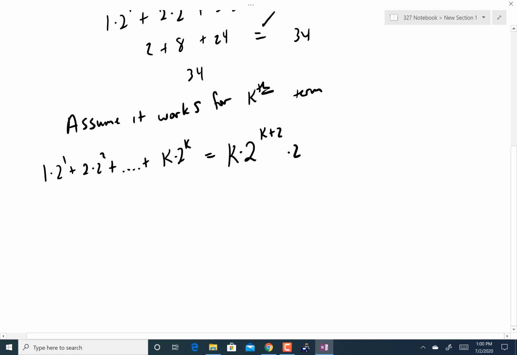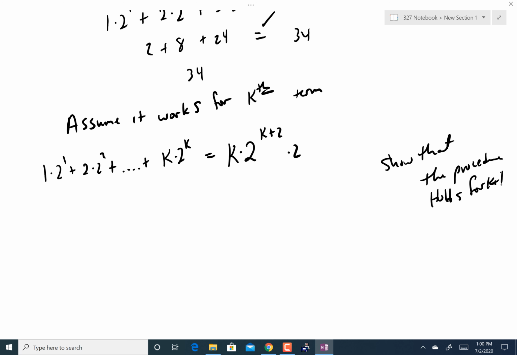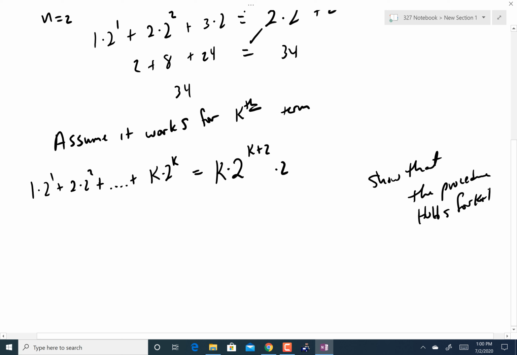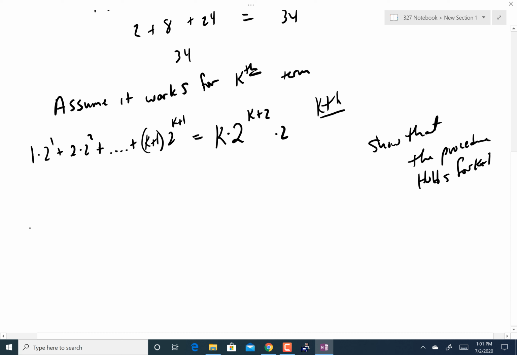Well, then here's what you do. You plug in k plus 1. Then you show that the procedure holds for k plus 1. And if you can show it works for the next term, then it works for everybody, because it doesn't matter where you start. It always works for the next one. Okay? So allow me to demonstrate what that means. The k plus 1th term, and I actually messed this up here, because remember, you go to the n plus 1th term. So k plus 1 times 2 to the k plus 1. There you go. Okay, now, that's for the k term. What would the k plus 1th one look like? Well, it would look like this.